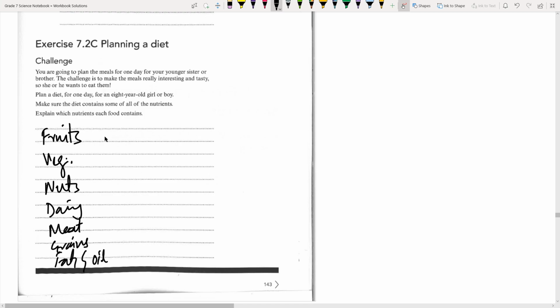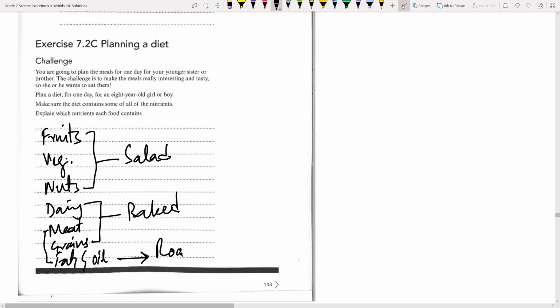So how would I make it fun? I would rather make a salad out of all of this, right? Dairy and grains, I can make some breads or baked articles to make it more tasty. And for the meat and oils, I can go with, hmm, roasted meat, right?